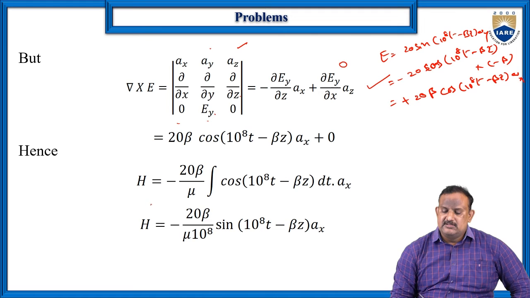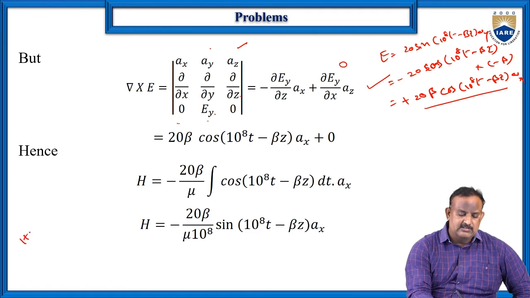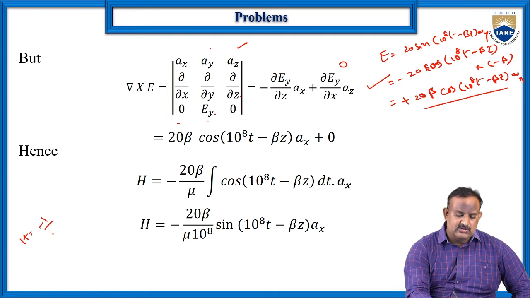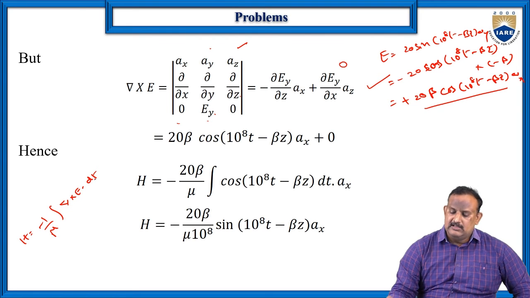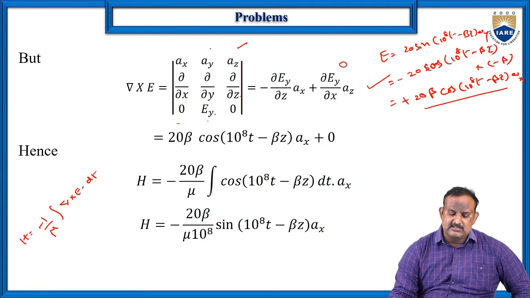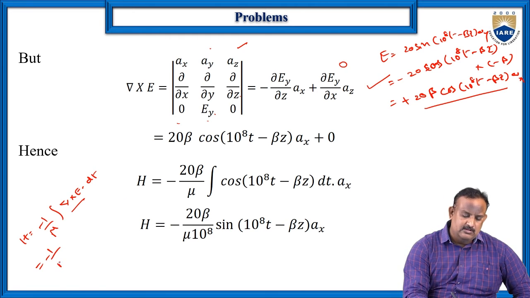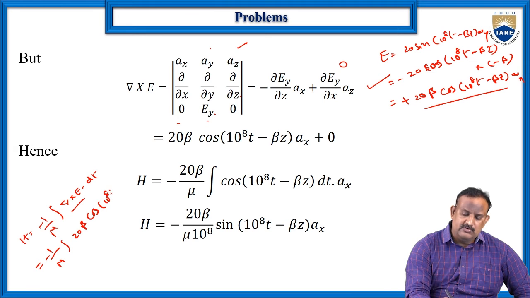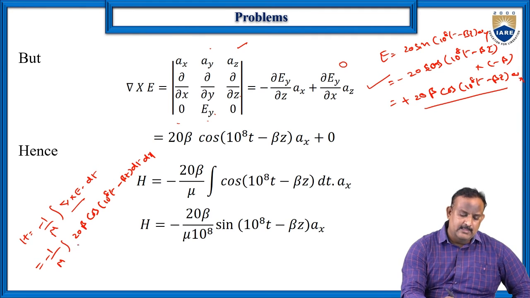Therefore, if you substitute this into the magnetic field intensity, we can find the magnetic field intensity. H is equal to minus 1 by mu into integral of del cross E dt. Now substitute del cross E equal to this value. Therefore, it is minus 1 by mu into integral of 20 beta into cos of 10 power 8 t minus beta z dt into ax. So we need to integrate the equation with respect to t.